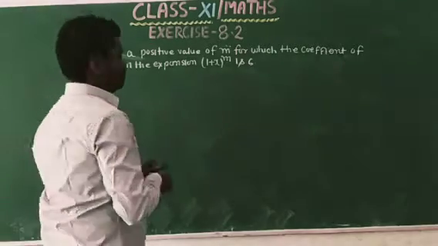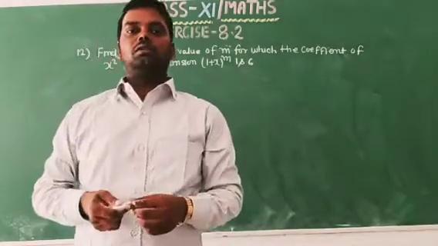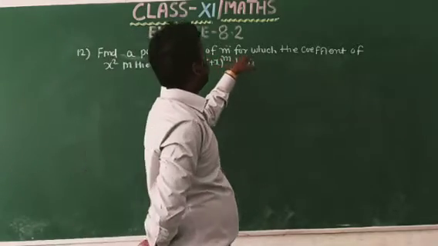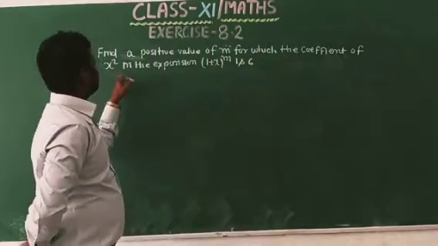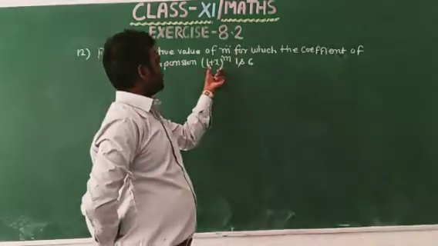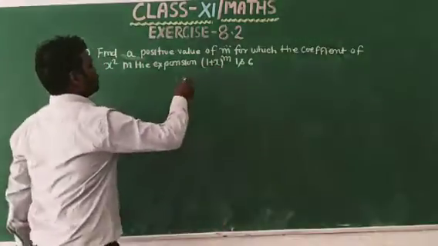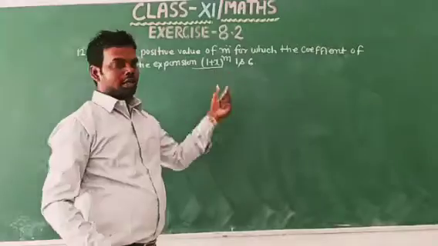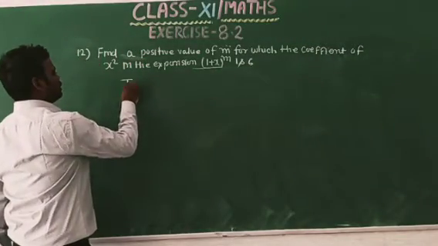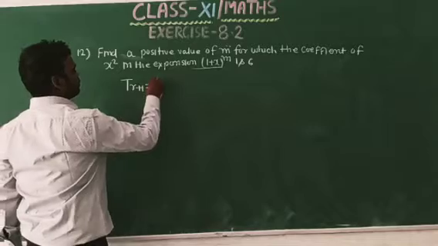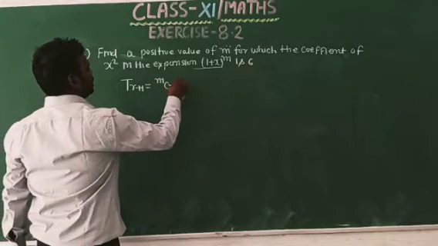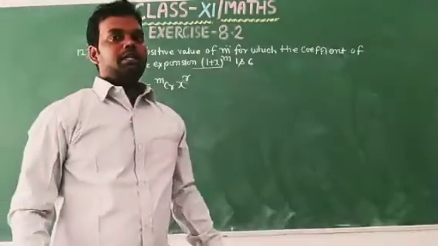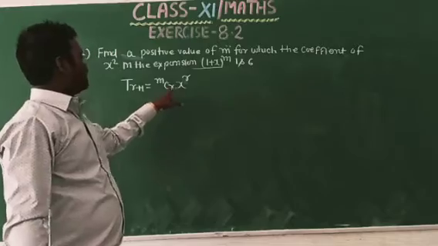Now further move to question number 12. This is the last question of exercise 8.2. Find a positive value of m for which the coefficient of x square in the expansion of (1 plus x) to the power m is 6. Okay. So the r plus 1th term of (1 plus x) to the power m is given by T r plus 1 equal to m C r x to the power r.